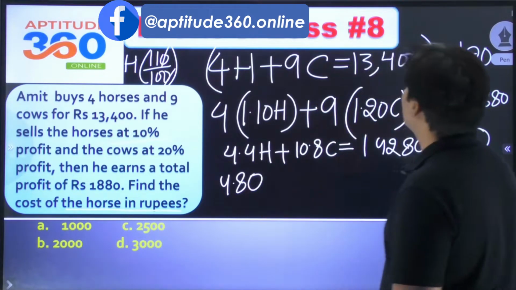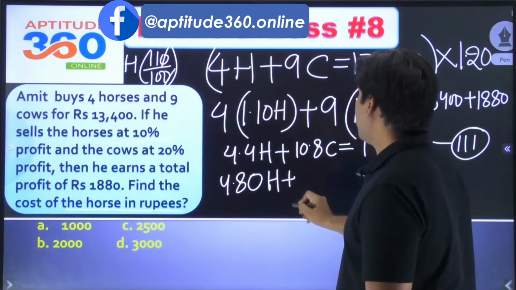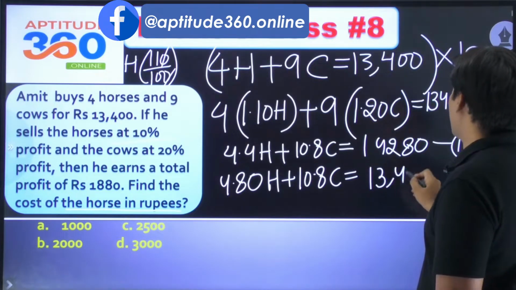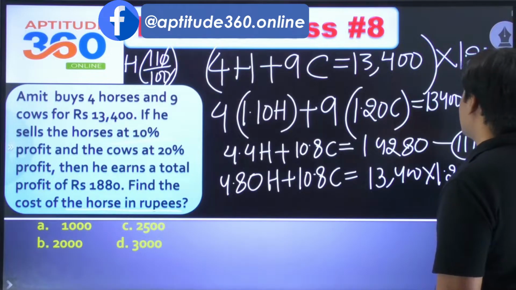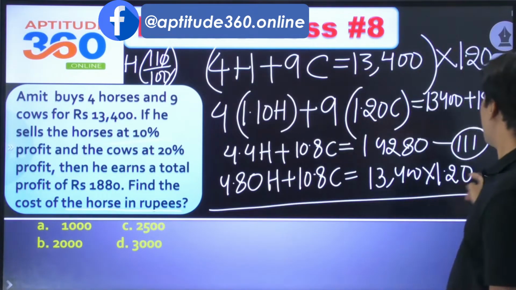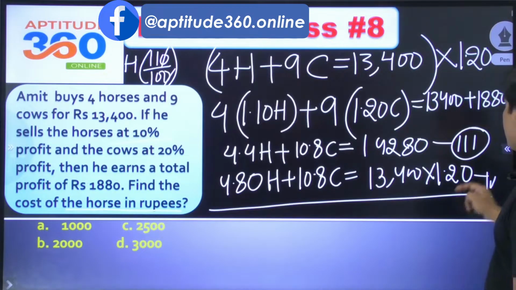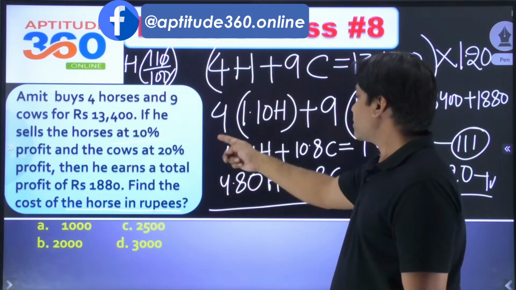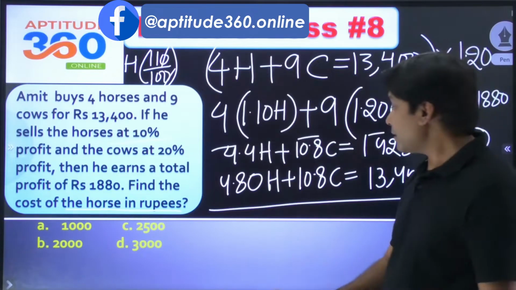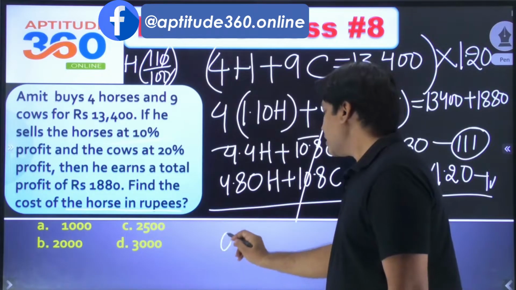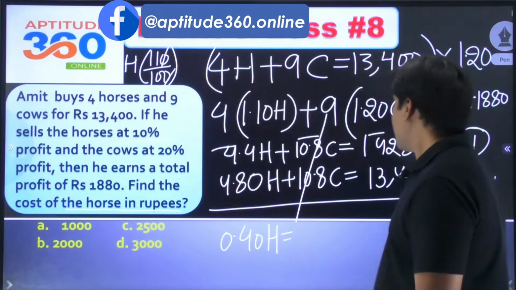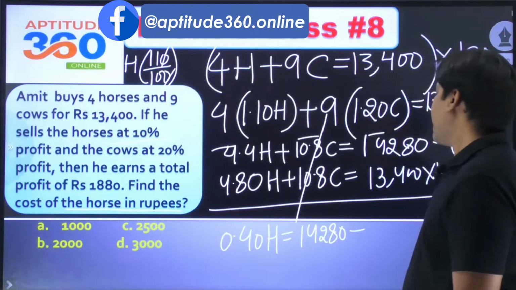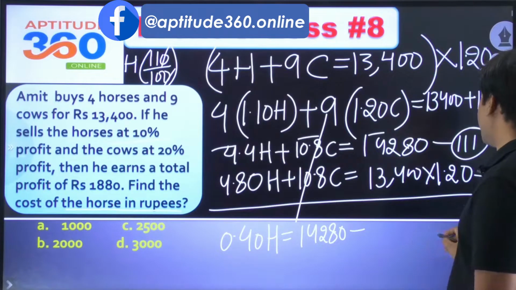4.80H plus 10.8C is equal to 13,400 into 1.20. And because this equation is obviously bigger than the third one, the third equation will have to be subtracted from this. This is what you have learned, right? ये गया. आपके पास क्या बचा? 0.40H. Now this value is coming out as what? 14,280 into 13,400. Now we have to simplify this.